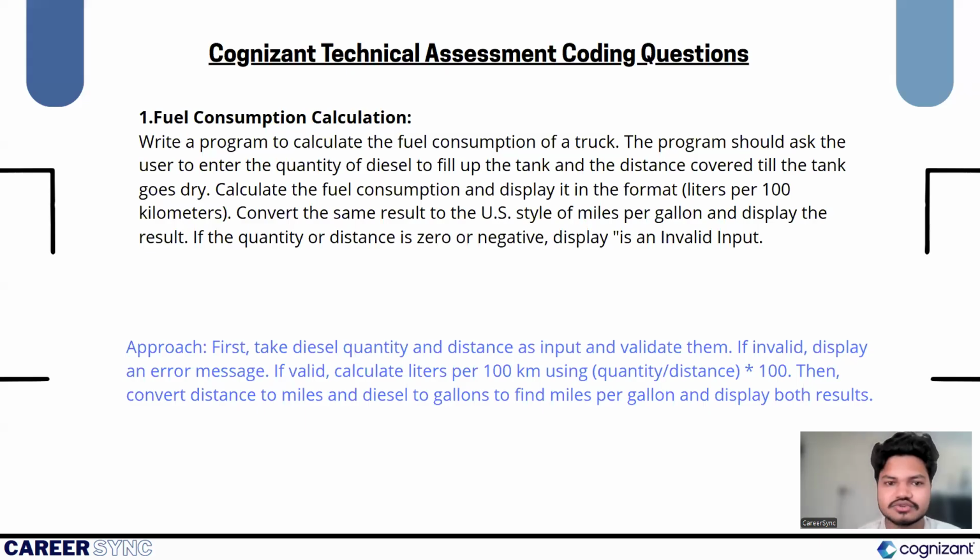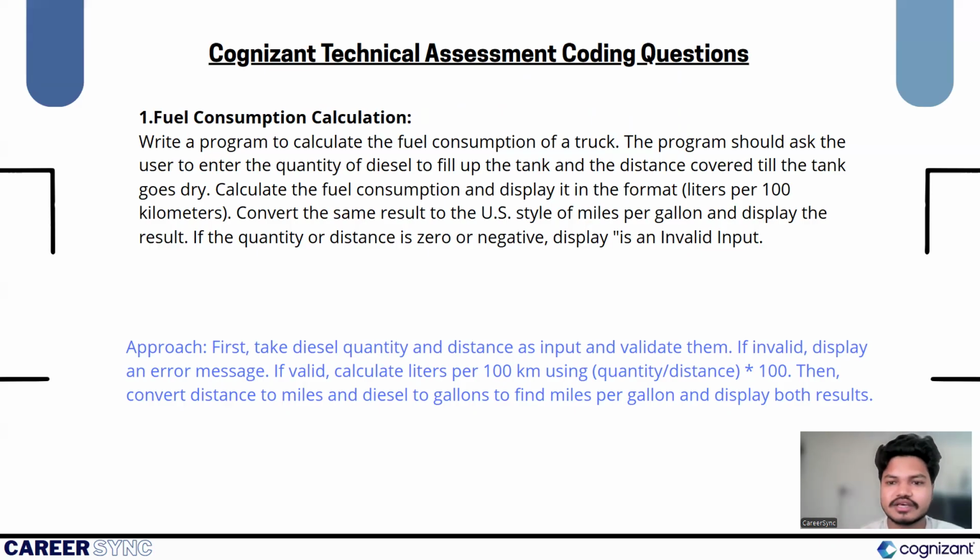So I will be telling you the approach. First take diesel quantity and distance as input and validate them. If invalid, display an error message. If valid, calculate the liters per 100 kilometer using quantity divided by distance into 100. Then convert distance to miles and diesel to gallons to find the miles per gallon and display both results at the same time.